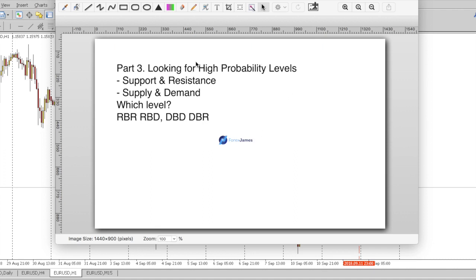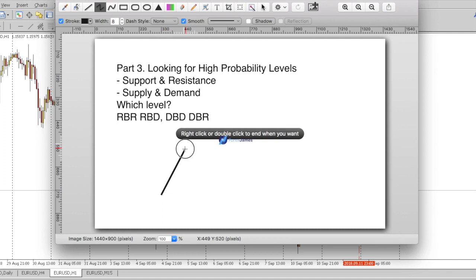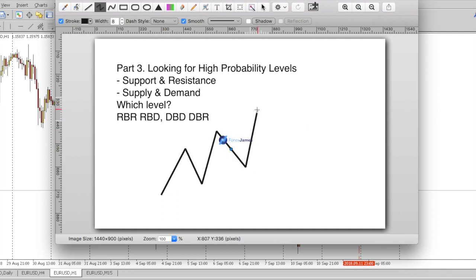Okay, so what exactly is a higher probability level? It's a level that lets you enter on a small risk in order to achieve a bigger reward. Okay, simply said, on a trend, this area here would be the ideal level for us to re-enter this area as well.